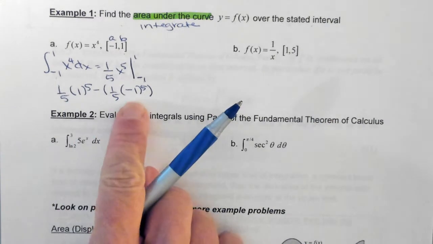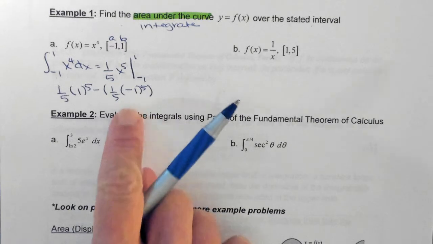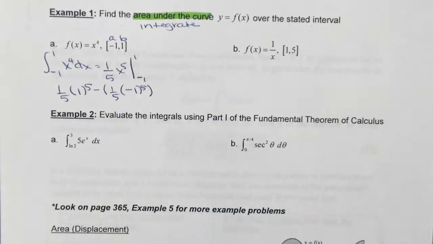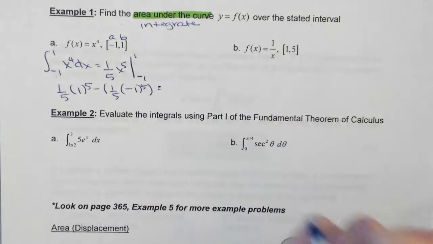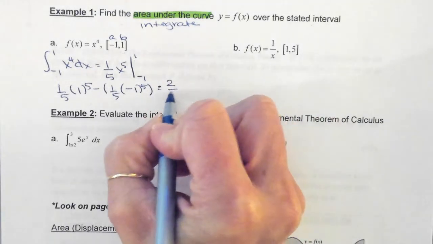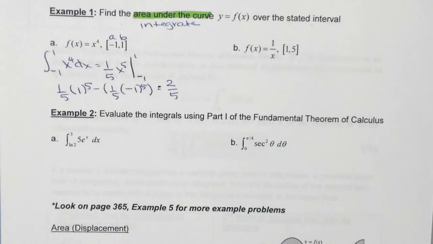Tell me about this value. Is it going to be positive or negative? It's going to be negative, so it's minus a negative, so you're going to combine those two. So what's the area under the curve? That's right, 2/5. Okay, questions?